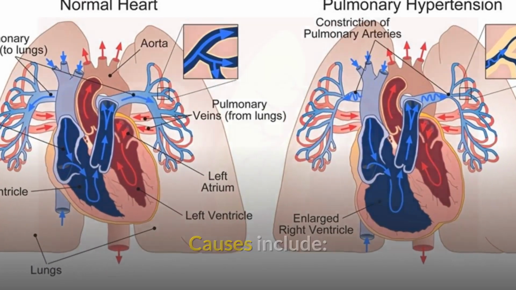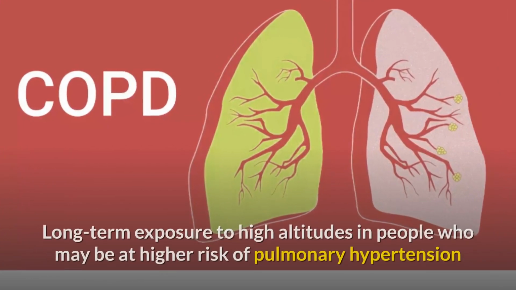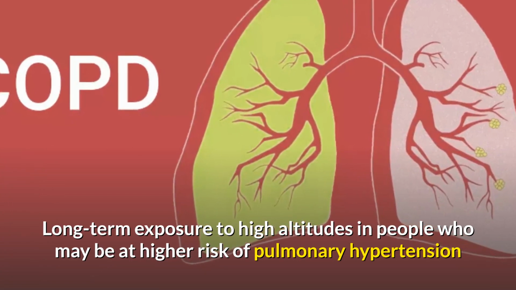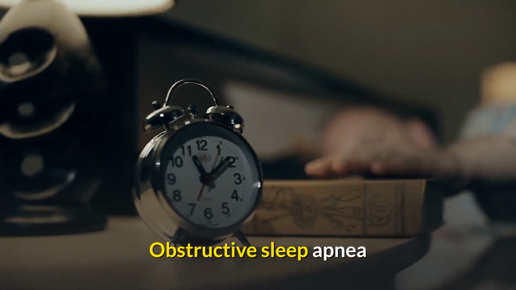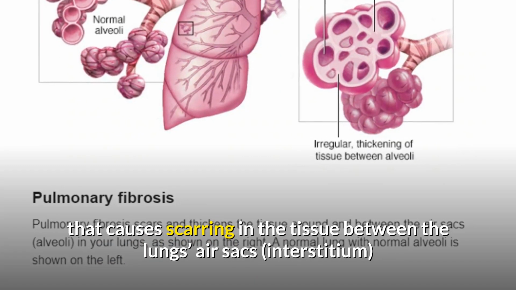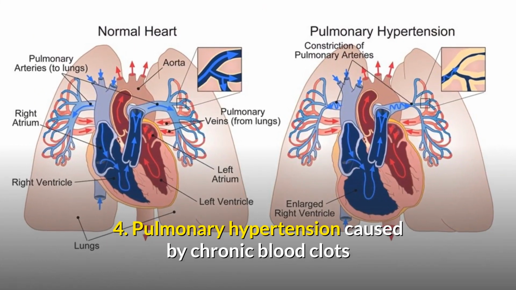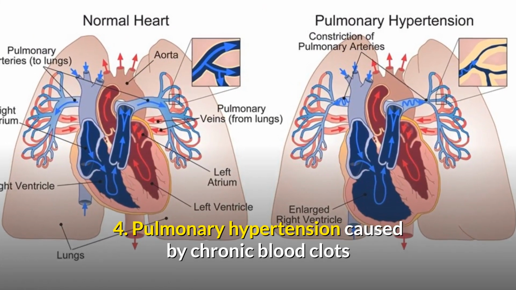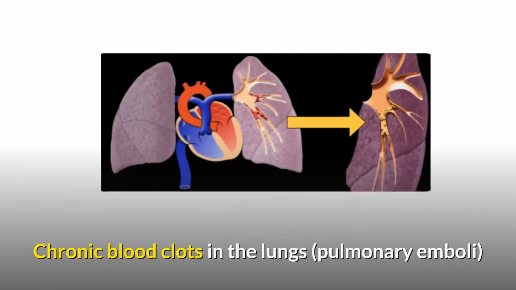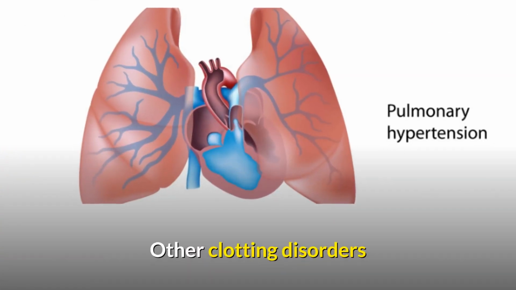3. Pulmonary hypertension caused by lung disease. Causes include: chronic obstructive pulmonary disease, COPD, long-term exposure to high altitudes in people who may be at higher risk of pulmonary hypertension, obstructive sleep apnea, pulmonary fibrosis, a condition that causes scarring in the tissue between the lungs' air sacs, interstitium. 4. Pulmonary hypertension caused by chronic blood clots. Specifically, causes include: chronic blood clots in the lungs, pulmonary emboli, other clotting disorders.